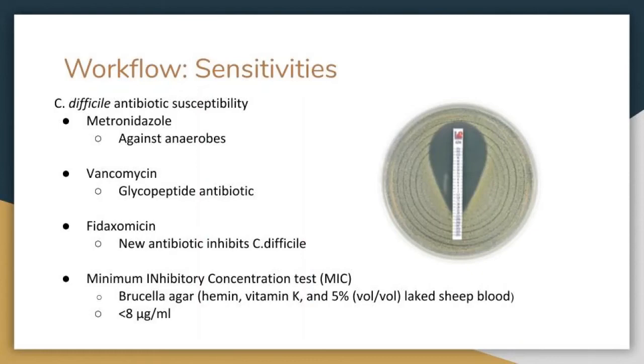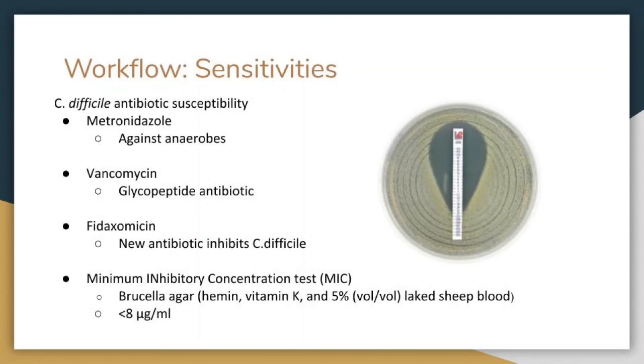C. difficile is mostly sensitive to metronidazole, vancomycin, and fidaxomicin, and this is clearly seen by the size of the zone of inhibition. Metronidazole is usually the antibiotic used against anaerobes. Vancomycin is a glycopeptide antibiotic that works by killing the bacteria. Fidaxomicin is a new antibiotic that inhibits C. difficile. Additionally, a minimum inhibitory concentration test of metronidazole needs to be performed as this impacts at what dosage the patient takes the medication.